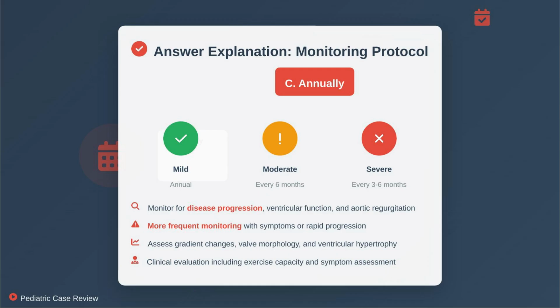Annually. Children with mild aortic stenosis typically undergo yearly echocardiographic evaluation to monitor for disease progression, ventricular function, and development of aortic regurgitation. More frequent monitoring is recommended if there are concerning symptoms, rapid progression in prior evaluations, or other risk factors. Moderate stenosis requires more frequent evaluation every 6 months, while severe stenosis may need assessment every 3 to 6 months.